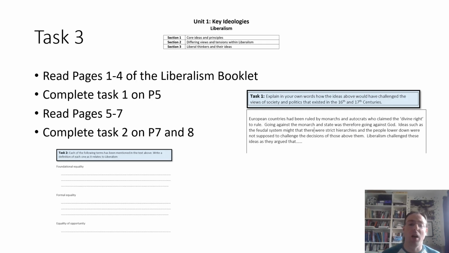Task 3 is using the booklet, and I've shown tasks 1 and 2 on the slide above me. So you're going to read pages 1 to 4. You're going to complete task 1 on page 5, read pages 5 to 7, and then complete task 2 on pages 7 and 8. So that should be fairly straightforward, and there's a little bit of a potential bit to help you get started on task 1 on the screen above me.